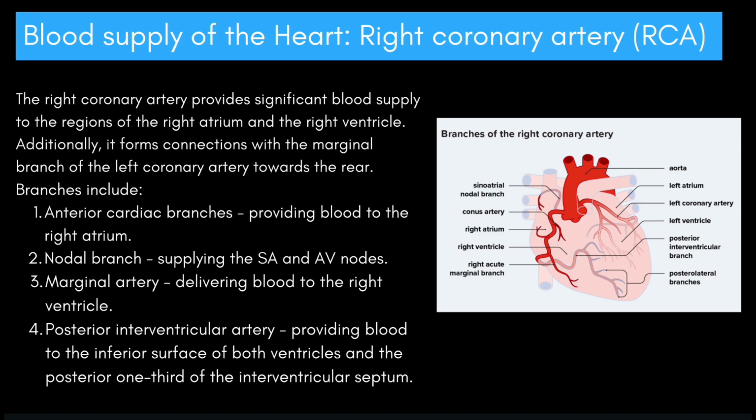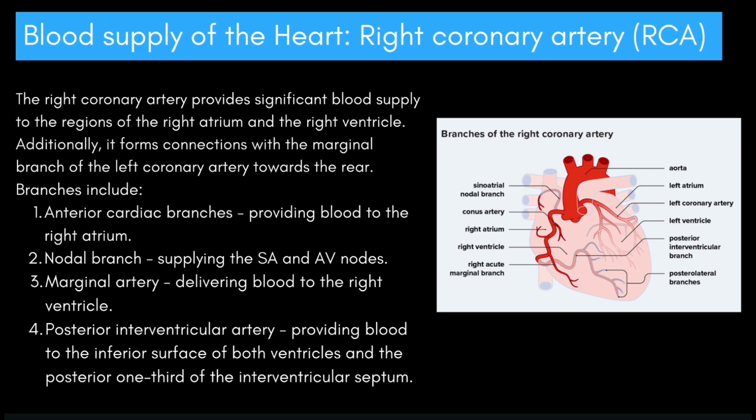I'd like to open up today by talking about the right coronary artery. The right coronary artery provides significant blood supply to the regions of the right atrium and the right ventricle. Additionally, the right coronary artery forms connections with the marginal branch of the left coronary artery towards the rear.